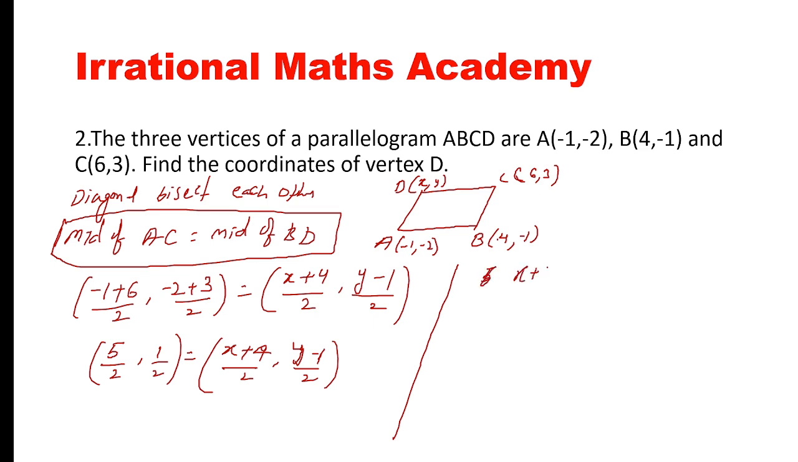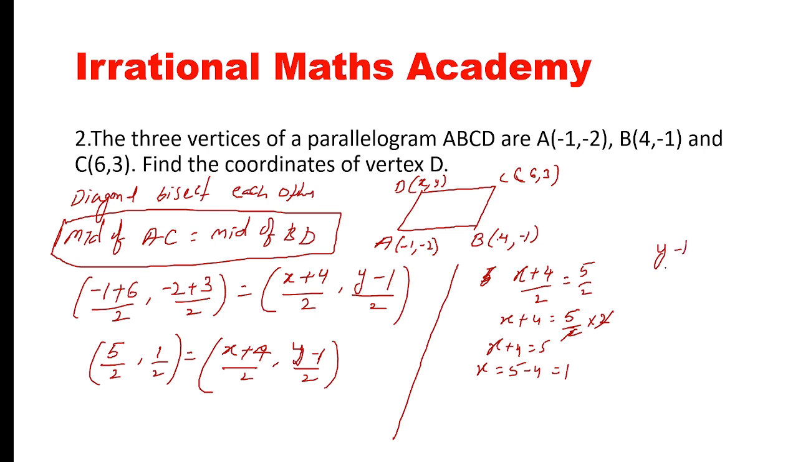(x + 4)/2 equal to 5/2. If I take this 2 to that side, what happens? Here it is in division, right? If I take that side, multiplication, right? 2 gets cancelled. X + 4 equal to 5. X equal to 5 minus 4 is 1. I got x coordinate, right? Now I have to find out y coordinate.